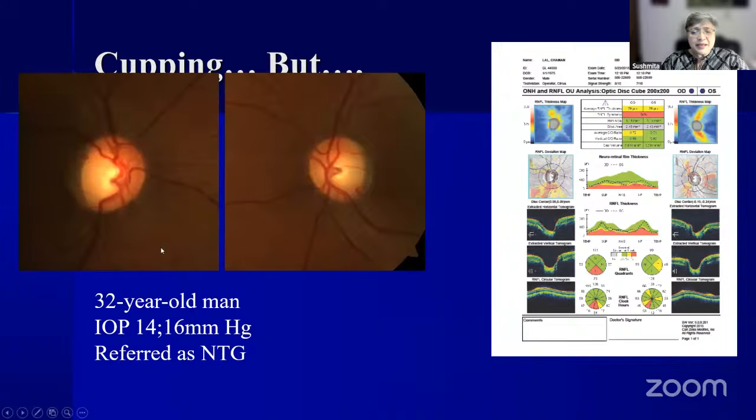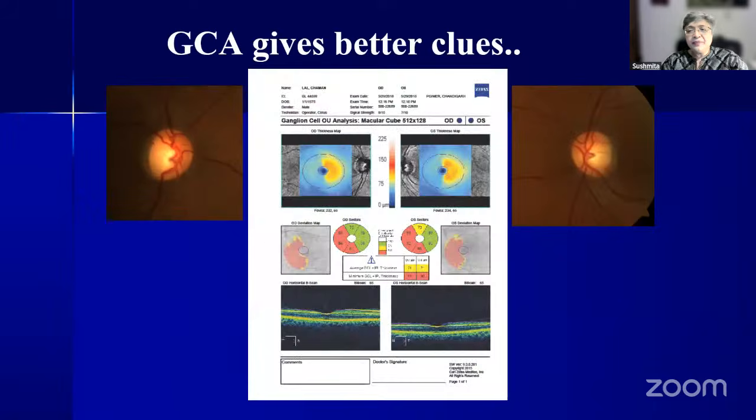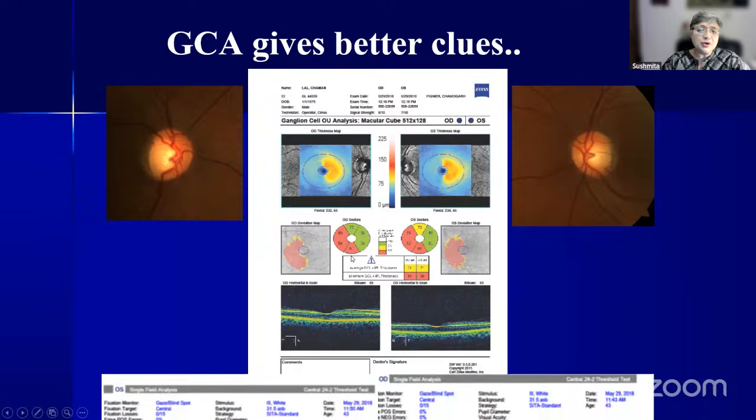Well, there is cupping here, referred as NTG. Sorry, there's an inferior RNFL loss. You can see it's completely blue. But despite that cupping, the GCA again gives clues. So a young man with cupping, RNFL unremarkable, but look at the GCA. Again, the loss in one quadrant.